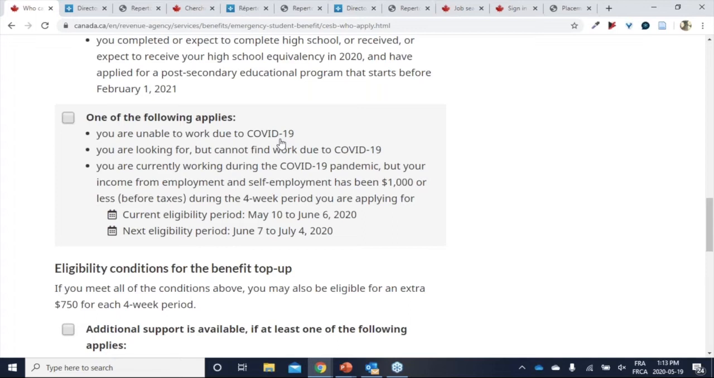If you're looking for but cannot find work due to COVID-19, you just have to make sure that you're keeping track of all of your different efforts to find a job, and we'll go into more detail on that later. Or if you're currently working during the COVID pandemic, but your income from employment or self-employment has been less than $1,000 before taxes during the period that you're applying for. One important thing to note here is that if you're receiving income from a student grant, scholarship, or loan, this is not considered income. We're really talking about income from employment or self-employment.